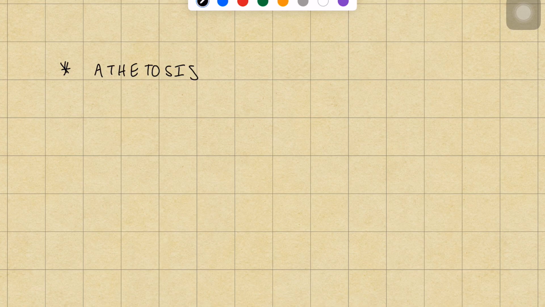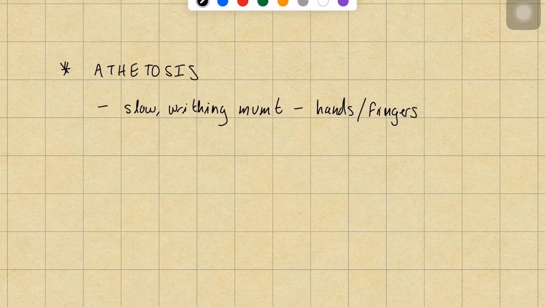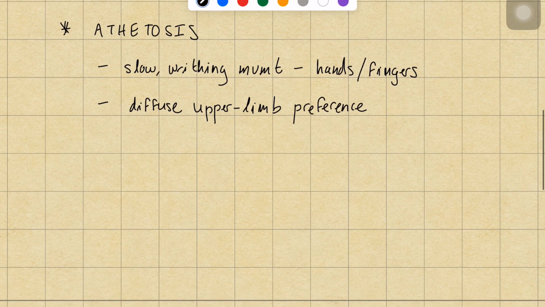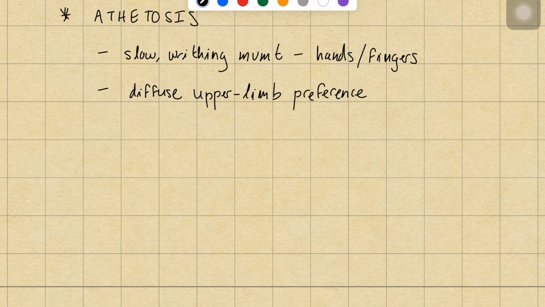So athetosis is a slow, writhing, keyword writhing movement, okay? And it's like snake-like, and you'll see it particularly in the hands. So you'll see that writhing of the hands and fingers is athetosis. It can be generalized to both of your arms and hands, and it shows a kind of diffuse upper limb preference. So diffuse upper limb preference. It doesn't discriminate or show preference for one arm or hand over another.